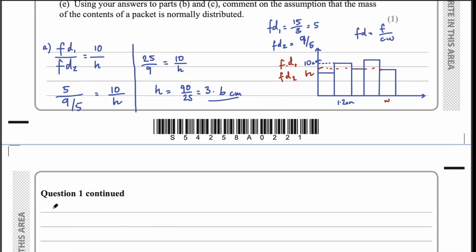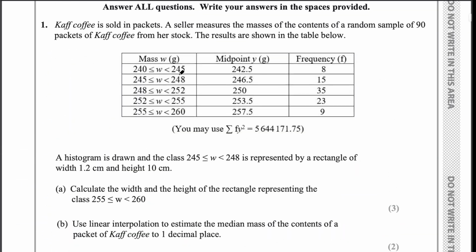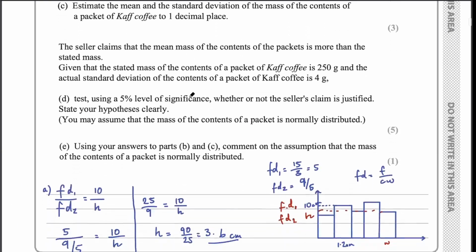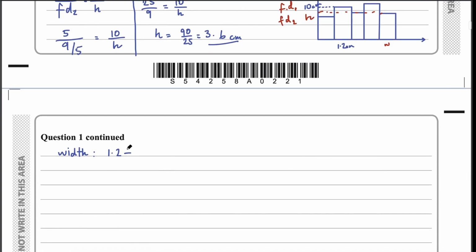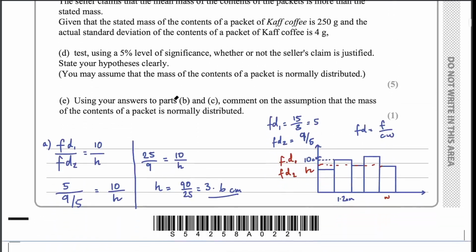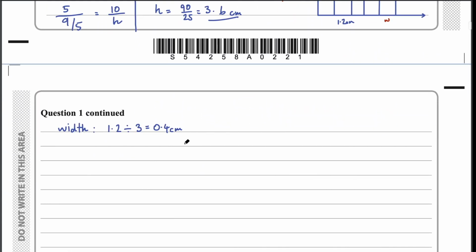So I might have to go onto the next page for this. So the width, if we look at the width for this second bar here, they said was 1.2 centimeters. And all we need to do is divide that by the width of that class interval. So that was from 245 to 248. So that width was 3. So if we divide that by 3, we get 0.4 centimeters per part of the interval. So we're talking about grams here, so per gram. So it's 0.4 centimeters per gram.